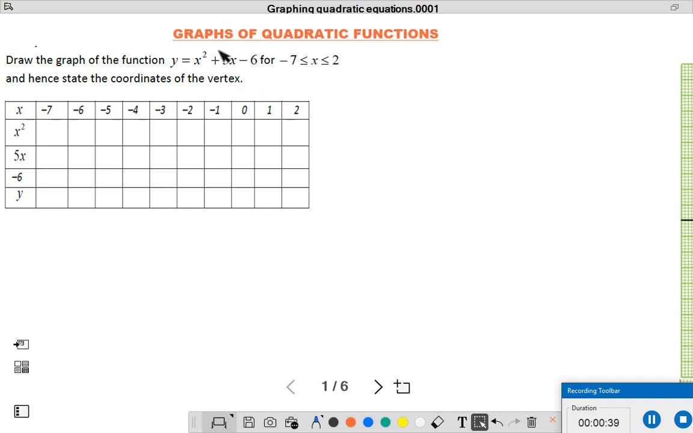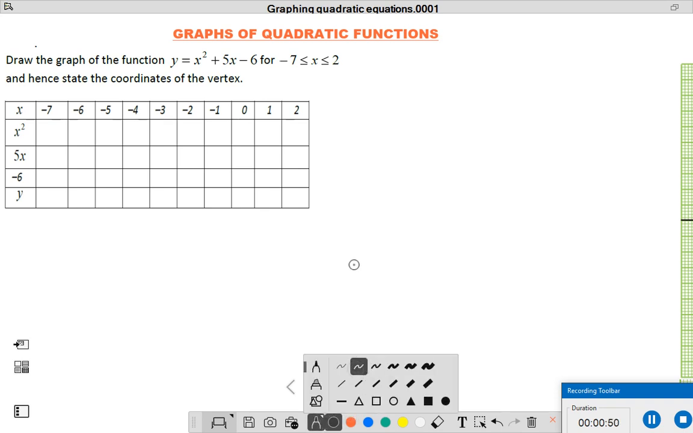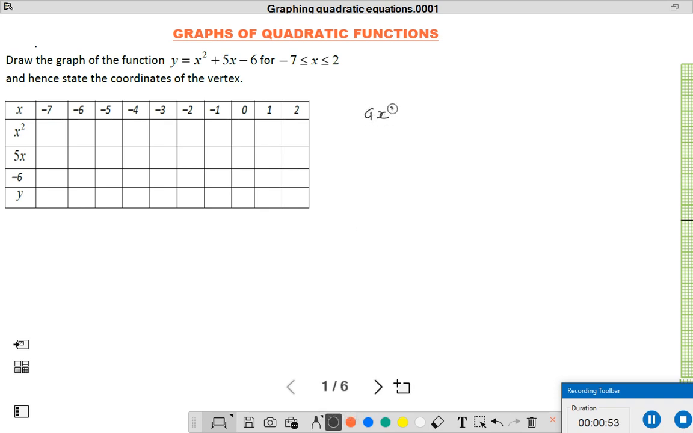Now, this is a quadratic equation, as you can see. Remember, quadratic equations are given in a form of ax squared plus bx plus c. So this is also a quadratic equation. So we must find the vertex of a quadratic equation. Remember, the vertex is the turning point. It can be a maximum or a minimum, as we are going to see in this example.